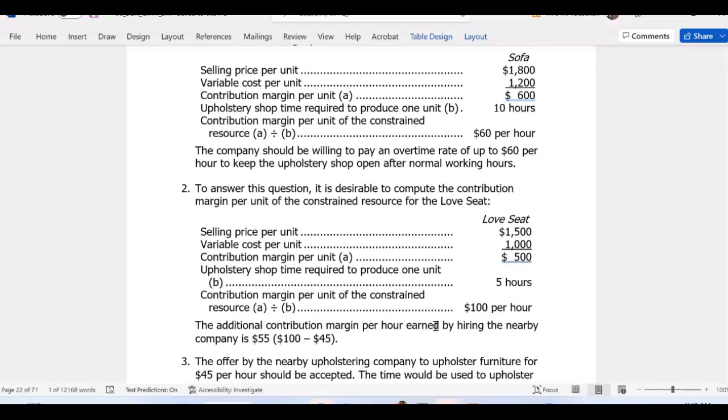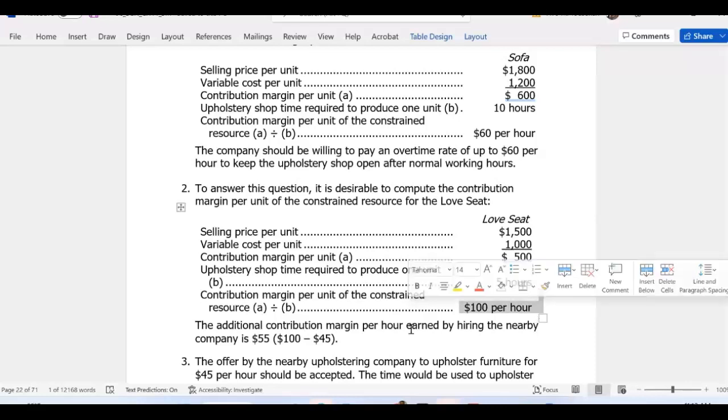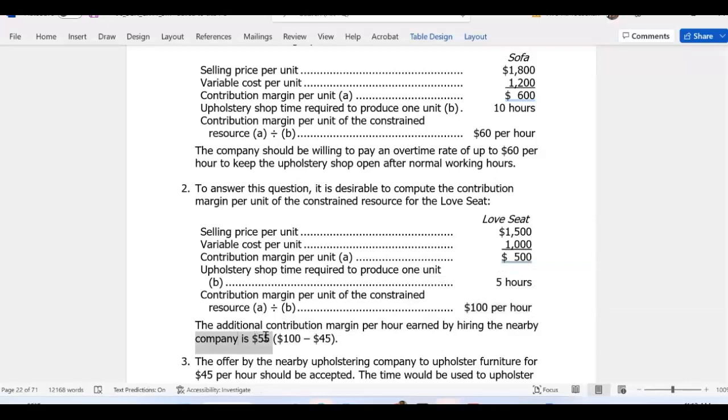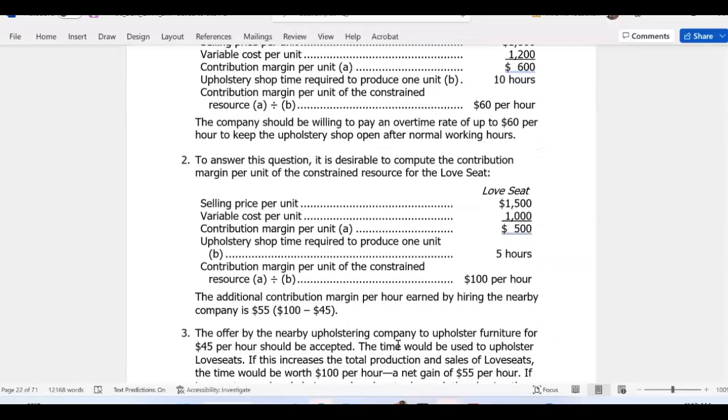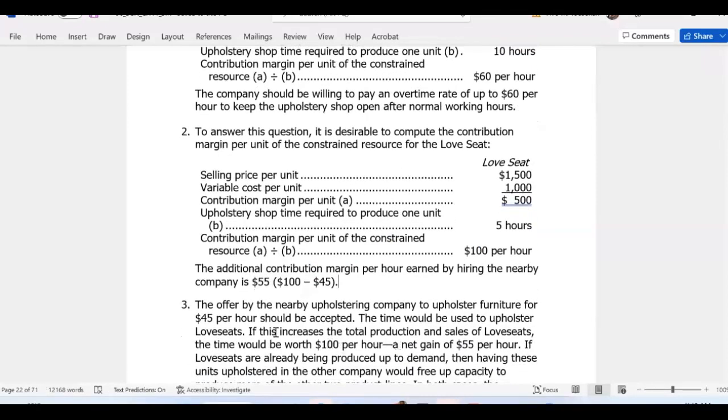The additional contribution margin per hour earned by hiring the nearby company is $55. That means this is our profit per hour of labor, right? But if we let them do it, we're going to pay them 45. So 100 minus 45 gives us an additional $55 of contribution margin. So the offer by the nearby upholstering company to do the job for $45 per hour should be accepted. Why? Because we have still $55 additional contribution margin. The time would be used to upholster love seats.